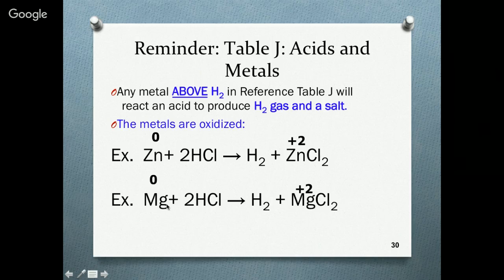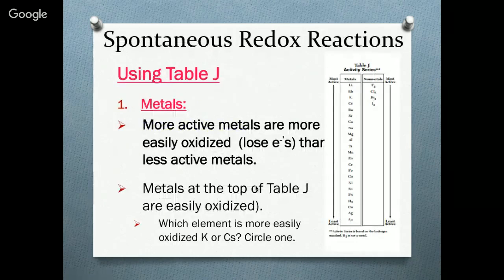If you look at the next example, we have magnesium and H. Again, if it's higher up on table J, there will be a reaction and it will produce hydrogen gas. In general, table J has two columns, metals and nonmetals. The more active metals are the ones that are more easily oxidized, lose their electrons, and they're at the top of table J. Which element is more easily oxidized, K or Cs? You just look at which one's higher up. Since K is higher up, that's the one more easily oxidized. They could say explain in terms of activity: K would be more active.